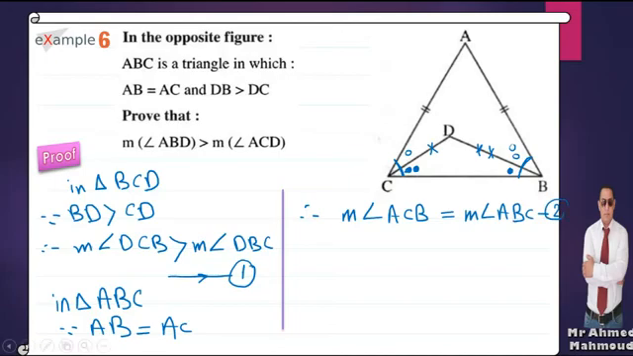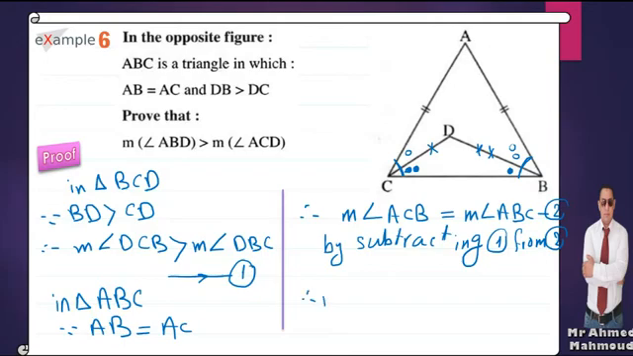By subtracting 1 from 2, therefore the measure of angle ACD, which is the remainder from C, is smaller than the measure of angle ABD, which is the remainder from B. Okay, the next example.